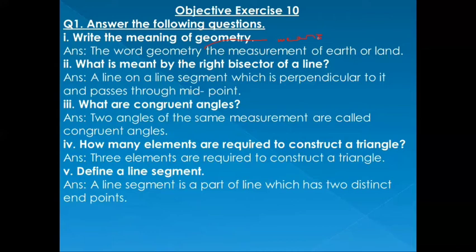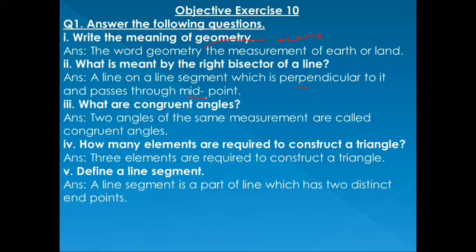What is meant by the right bisector? Right bisector, actually it is the line on the given line segment which cuts the given line segment, or it is perpendicular on the given line segment and passes through the middle. Two properties. First, it should be perpendicular, meaning at 90 degrees, and then it will divide the given line segment into two equal parts. So that's why it will be at the midpoint.